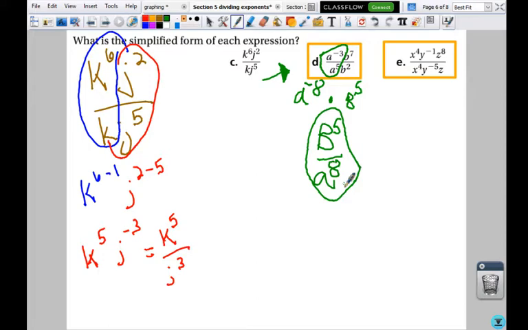Okay, so it'll be 1 because X to the 0 is just 1. Anything to the 0 power. 15 to the 0 equals 1. Y to the 0 equals 1. Anything to 0 is 1.